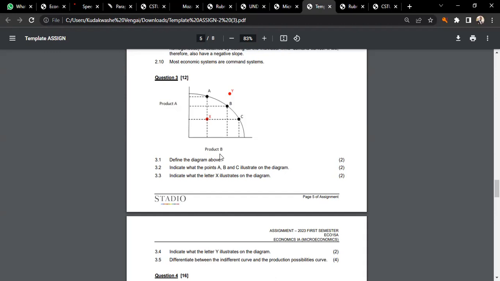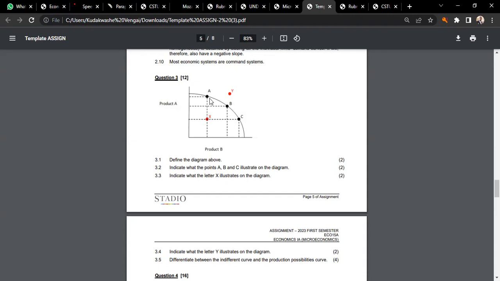What do points A, B, C illustrate on the diagram? What do they mean? What value are they showing you? So you can see that points A, B, and C are indicating points where we are fully utilizing our resources, or efficient points along the production possibility frontier, and they are indicating the variations that can take place in regards to the production of product A and B, either increasing the combination of product B at the expense of product A, vice versa.